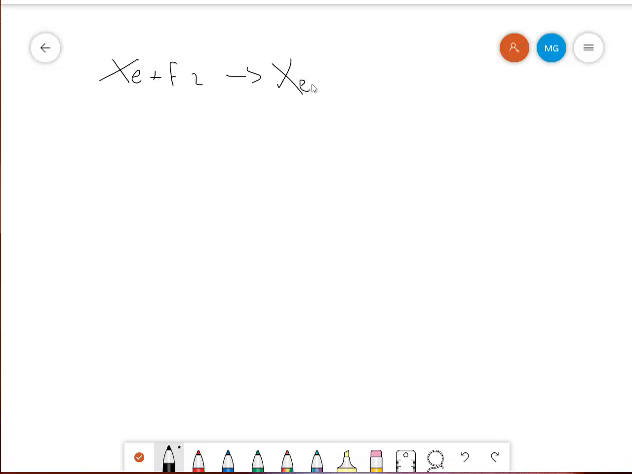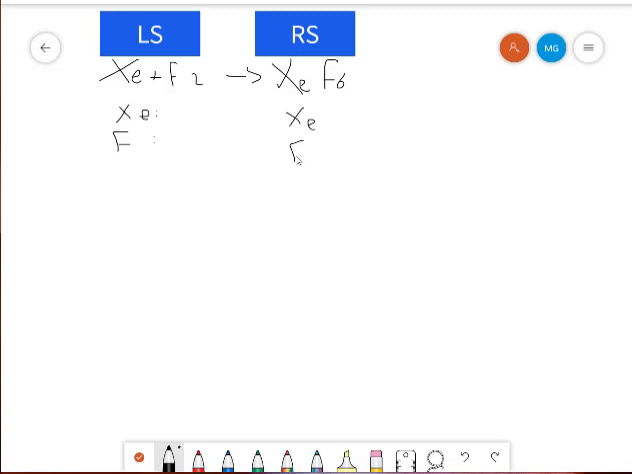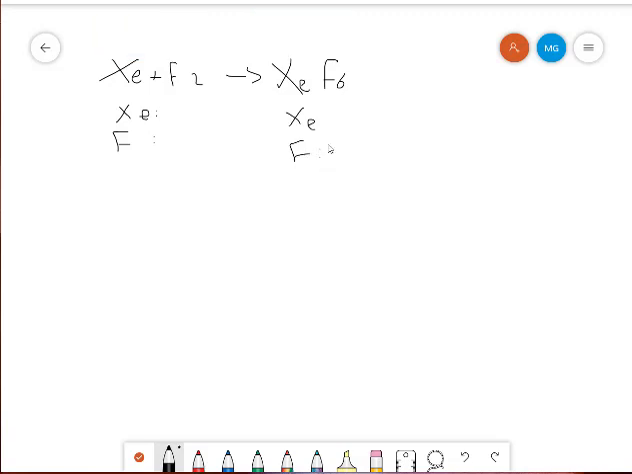So the first one is Xe plus F2 gives me XeF6. So let's have a look at the elements on either side. On the left side, we have xenon and fluorine. On the right side, we have xenon and fluorine as well. How many xenons and how many fluorines? Let's go have a look. On the left side, we have 1 xenon and 2 fluorines. On the right side, we have 1 xenon and 6 fluorines. So this means that this equation is not balanced. We need to go balance them.